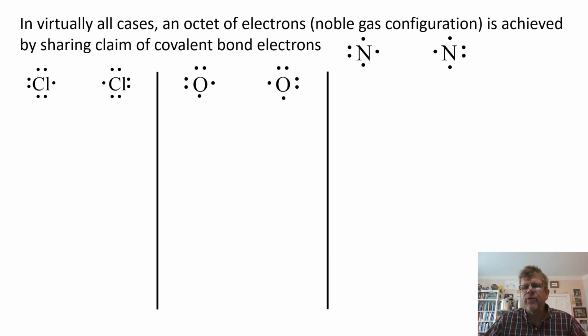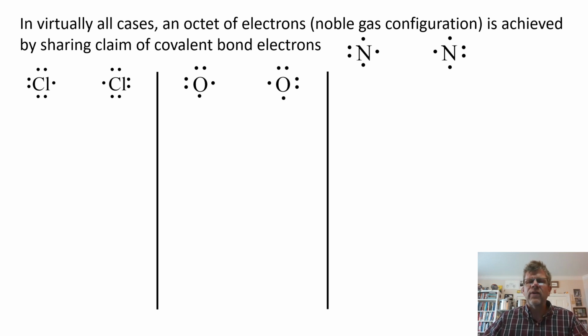So again, the driving force behind the formation of two nonmetals into a covalent bond structure is towards providing both participants in that covalent structure a noble gas configuration by sharing claim of the covalent bond electrons. Let's look at some representative nonmetals just as their elements and see how they might be able to work together to allow themselves a noble gas configuration. Here are two atoms of chlorine. We can say in a sample of chlorine, and notice that each of these has seven valence electrons, as any halogen will have.